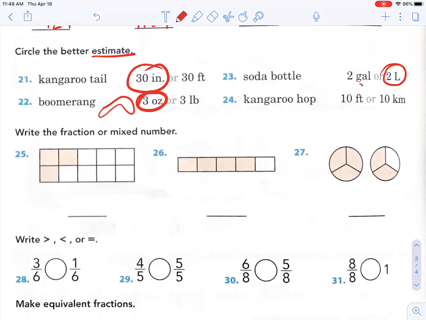Kangaroo hop. How far can a kangaroo hop? About 10 feet. About 2 people. If you have 2 adults laying on the ground, can a kangaroo hop that far? Or is it about 10 kilometers? Now, kilometers is similar to a mile length. Can a kangaroo hop that far? No, that's not it. They'd hop about 10 feet. Okay, if you did not get those, switch them now.